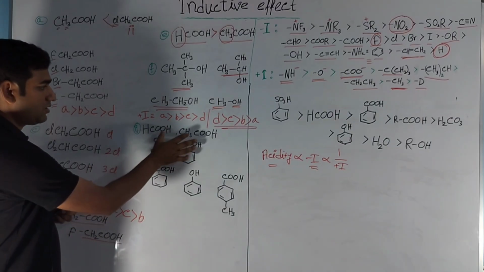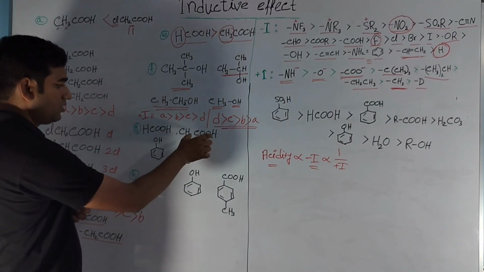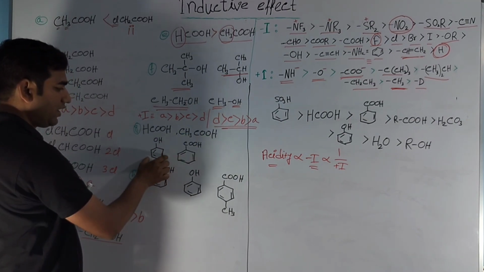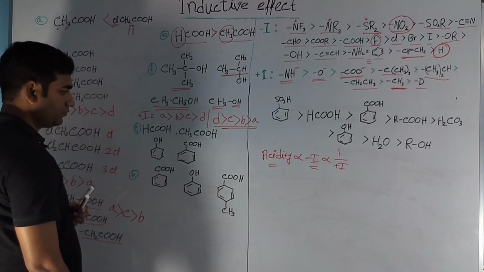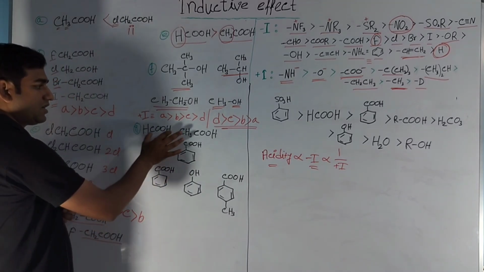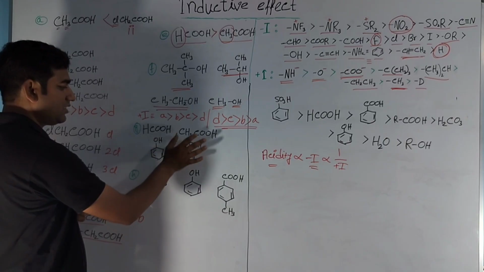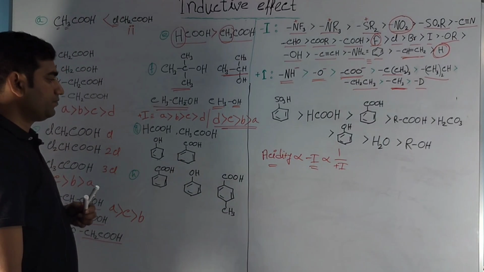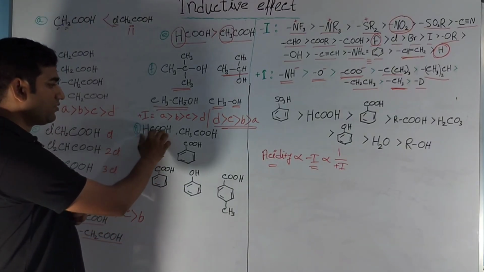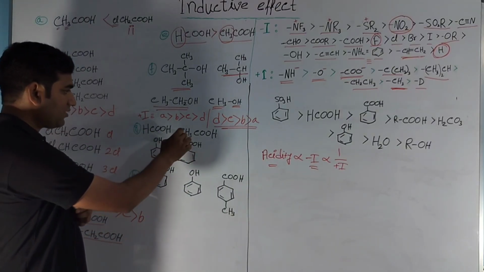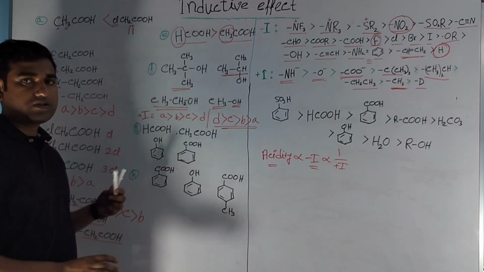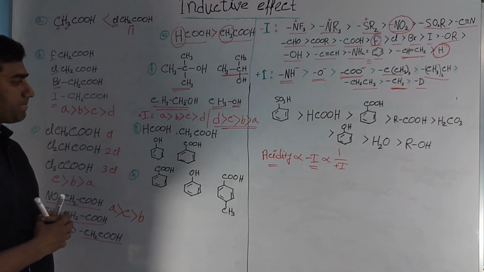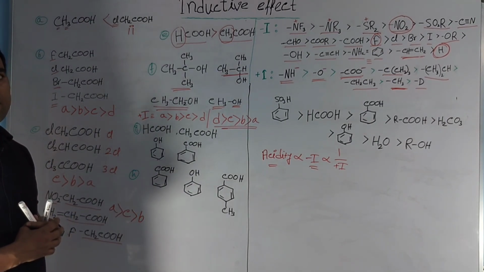Here 4 compounds are there: formic acid, acetic acid, phenol and benzoic acid. Three are acids, one is an alcohol, an aromatic alcohol. So we cannot compare directly. We can compare two at a time, but we cannot compare all 4 molecules. How? We have to remember the pK value of those molecules.